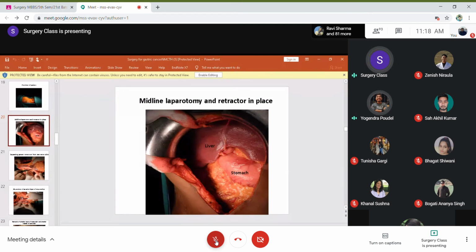Just tell me, are you seeing it? Can you see now? Okay, you can see the stomach, the liver, and then you can see I am dissecting the mesocolon, the greater omentum from the transverse colon.